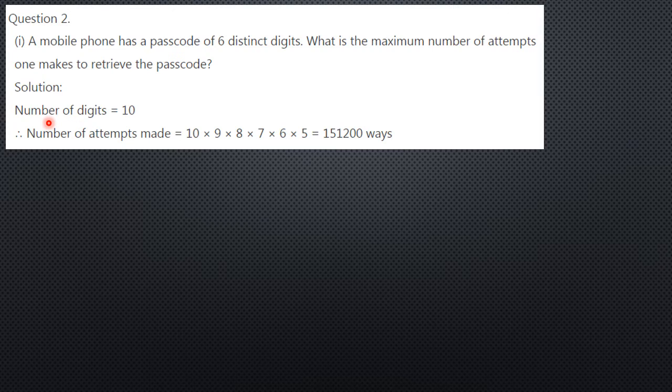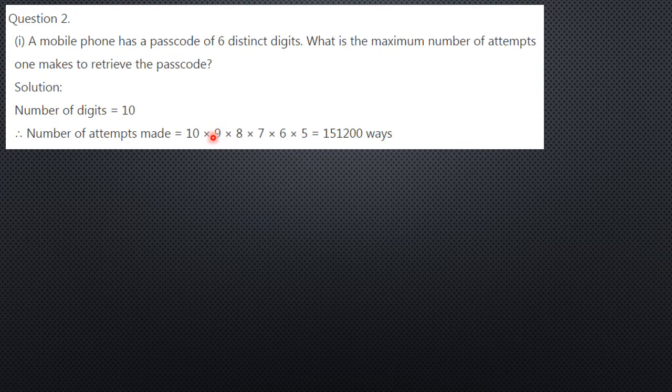Solution: number of digits is 10. What are the digits? 0, 1, 2, 3, 4, 5, 6, 7, 8, 9. There are 10 one-digit numbers. So now we want to make a passcode that contains 6 distinct digits. The first number, we can choose any one of the numbers from the 10 numbers. So I can choose maybe 0 or 1 or 2 or 3, any one of the numbers from the 10 numbers. So 10 chances to fill the first place.